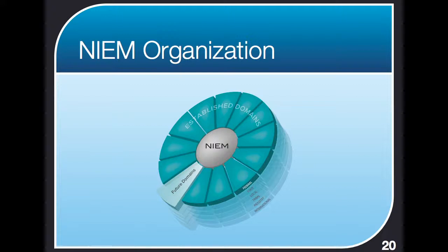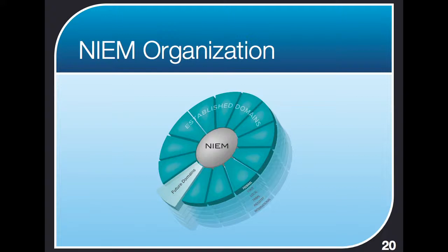You'll see the light teal colored one is called future domains. And the idea here is that we have a number of established domains, but we will add new domains as new domains want to play. So when other communities want to play within the NIEM sandbox, want to be part of the NIEM and utilize it for their data exchanges, they can fit right in as just another wedge on the big wheel of fortune.